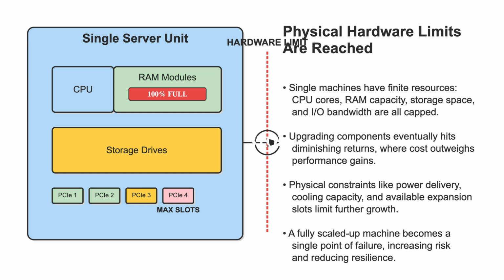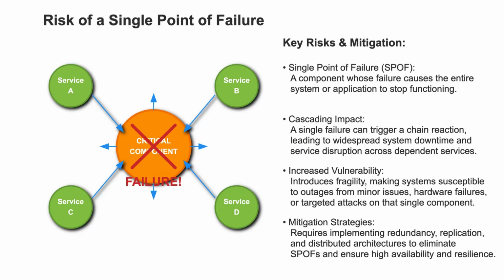Cost effectiveness is another major benefit. Horizontal scaling often relies on commodity hardware, less expensive, off-the-shelf servers, rather than specialized high-end machines. This can significantly reduce capital expenditure. Cloud providers, for instance, excel at horizontal scaling, allowing you to easily spin up or shut down virtual servers as needed, paying only for the resources you consume. This elasticity is a game changer for managing variable workloads.